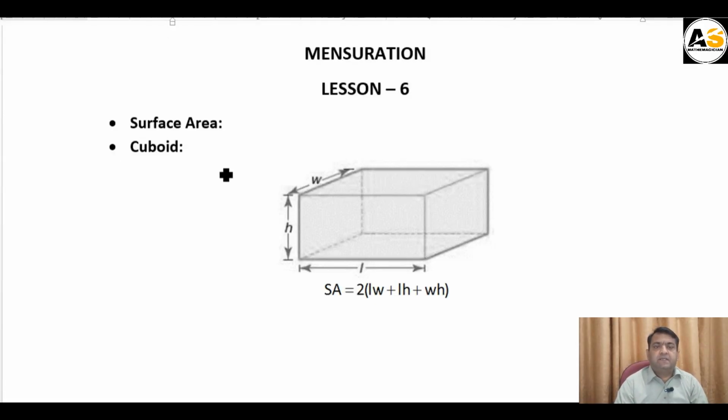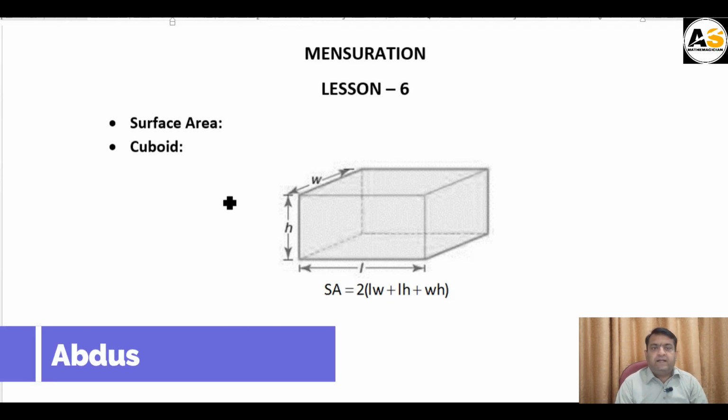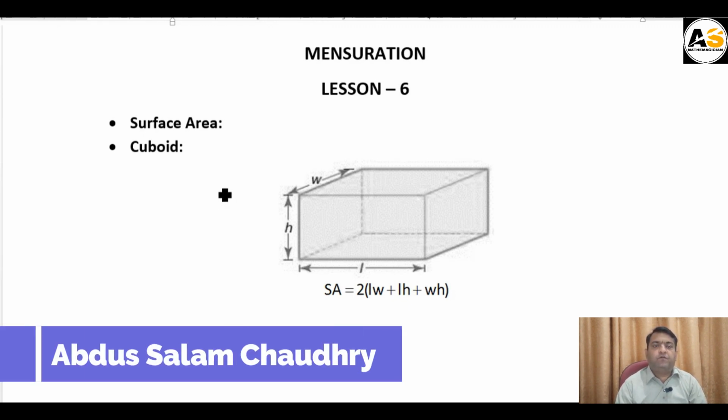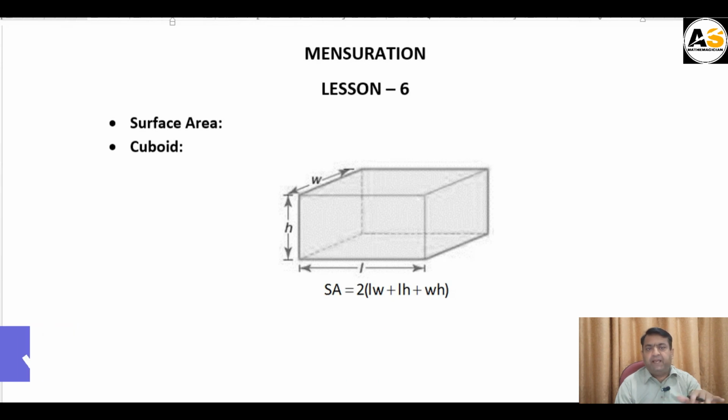Lesson number 6, surface area. What is a surface? The surface of any solid is the space or place from where we can touch the solid. And what is surface area? Surface area is the sum of the areas of all the surfaces of a solid.